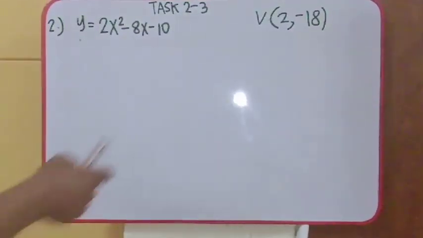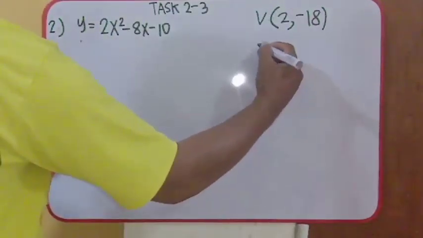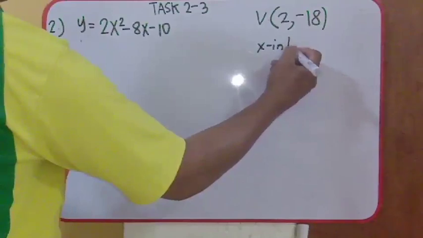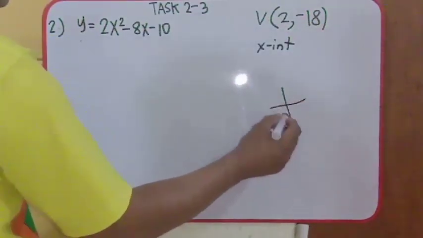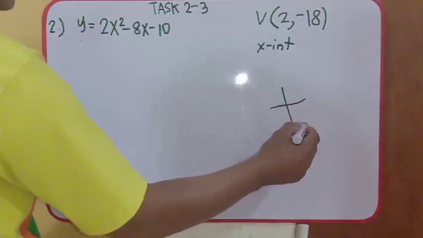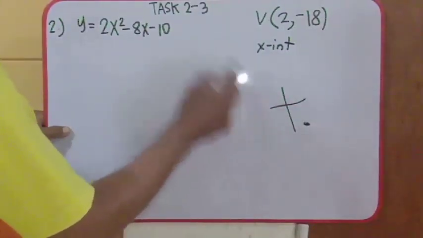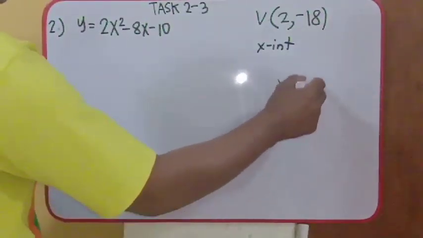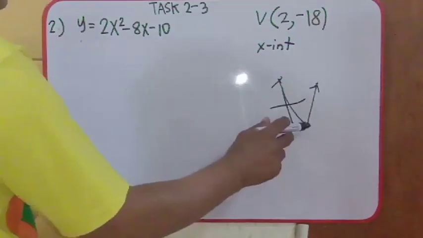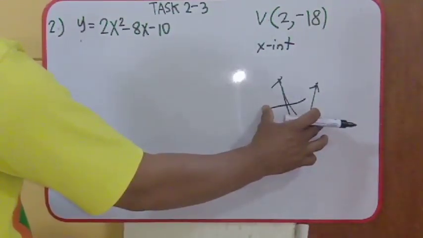Okay. So, nakuha na natin yung vertex. So, ngayon ay X-Intercept. So, based dun sa graph natin, may gagraph natin yan. X is 2, Y is negative 18. So, halimbawa, nandito yan. Then, A is 1. So, ibig sabihin, pag ganyan yung graph natin, it means, meron tayong X-intercept na dalawa.